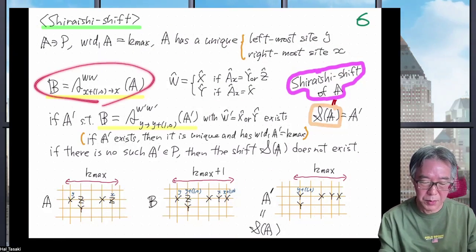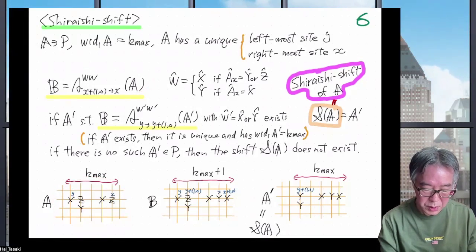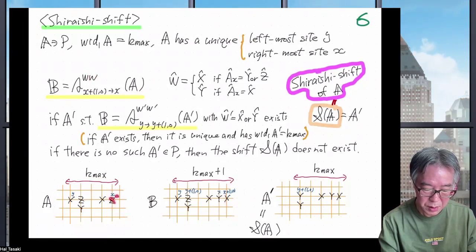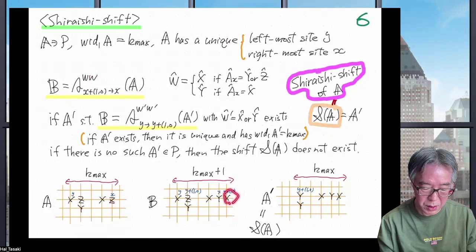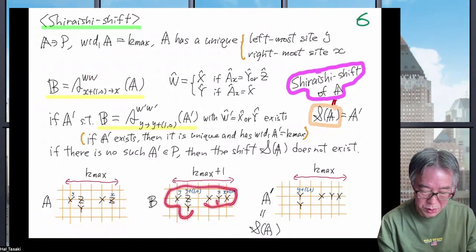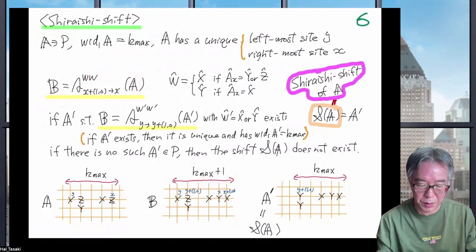First of all, I do the same thing as before. So this is our A, and then this is the rightmost side X. Then I will append WW here. In this case, I will append XX here, and then X is here, and you take the commutation relation between X and Z, you get Y. Okay. I think now you are more used to this. So you get this. And now you have horizontal width K max plus 1.